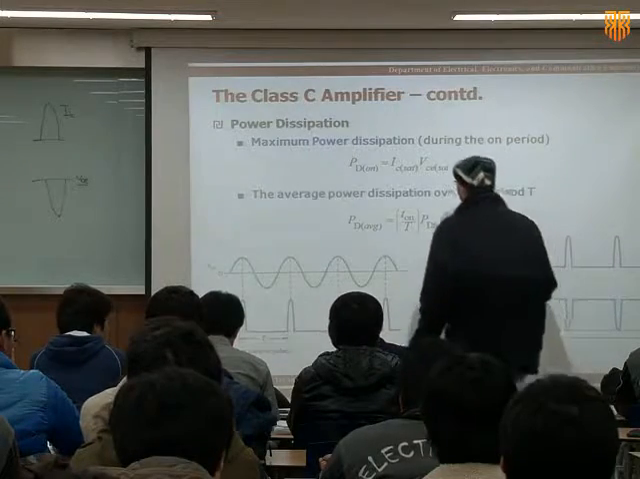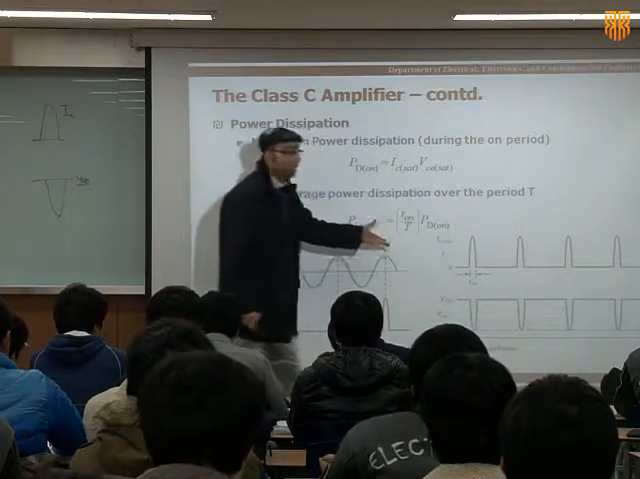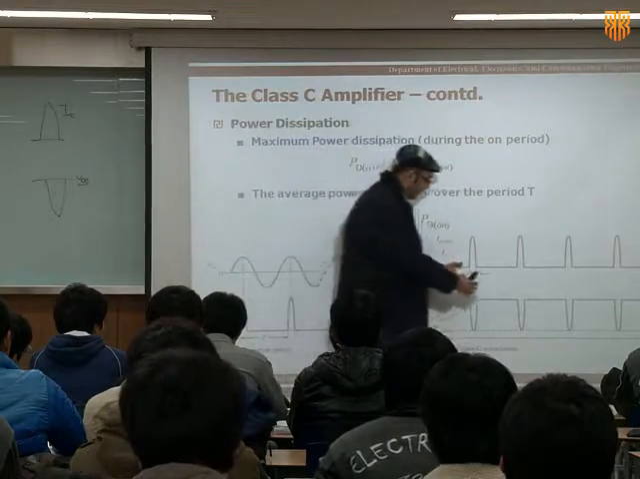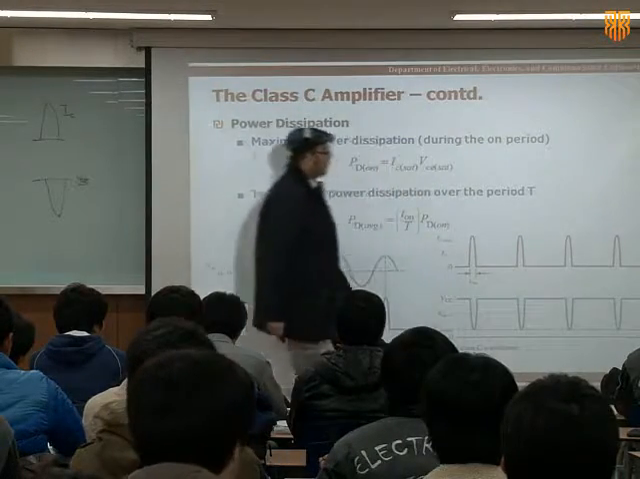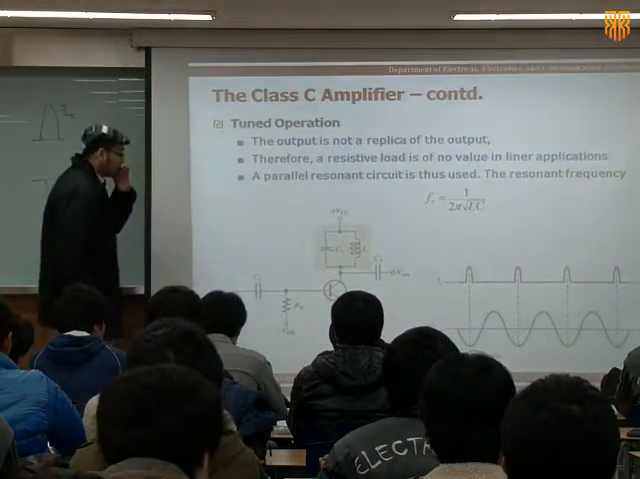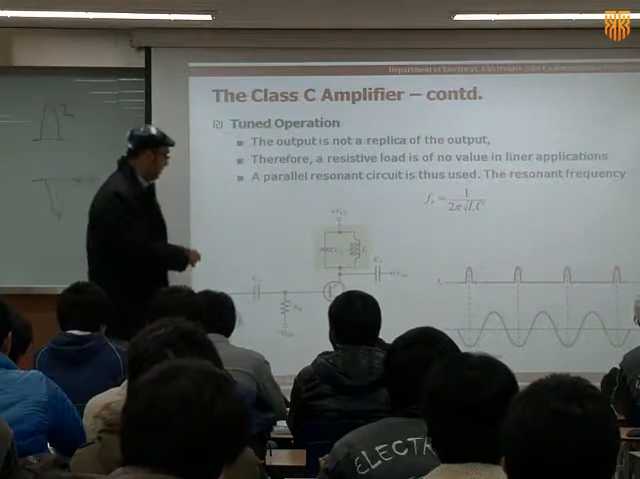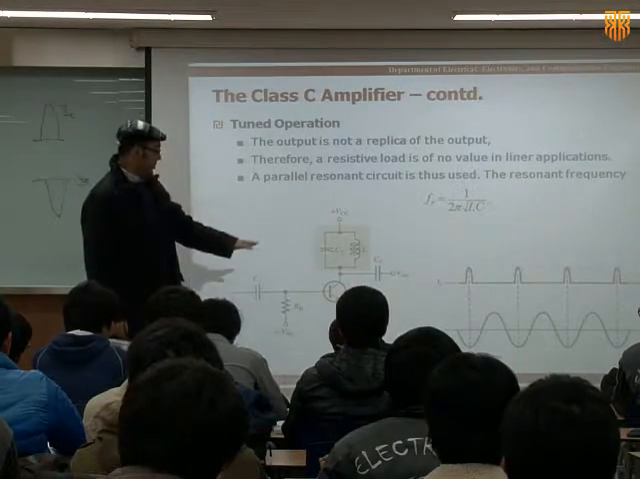So we have this power, which is really the average value over the period T. So let's consider this circuit, okay?